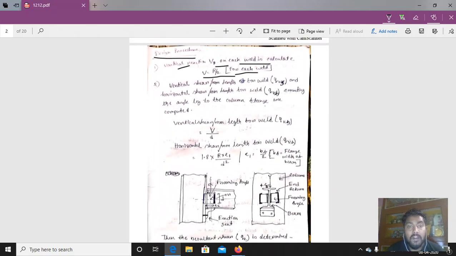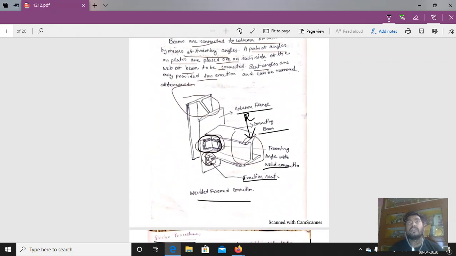Now the vertical shear. First we need to understand something. There are two connections. One connection is the welded connection with the angle. So this is one connection and this is the second connection. The first connection is one leg of the angle with the column flange, and the second connection will be the other leg of the angle with the connected beam.